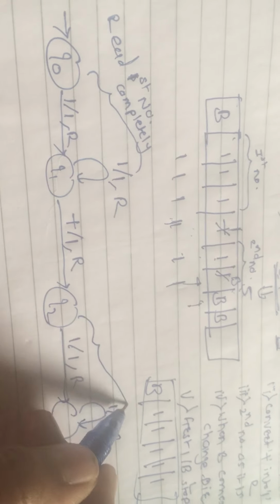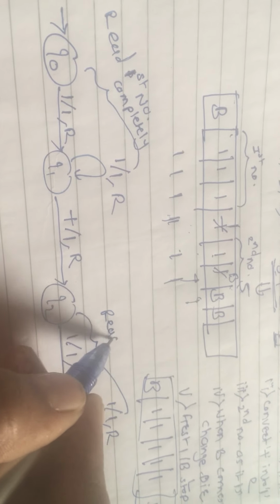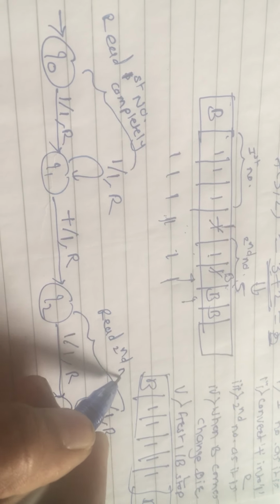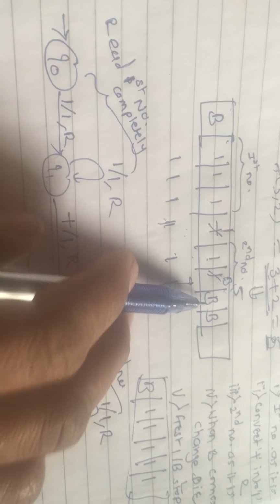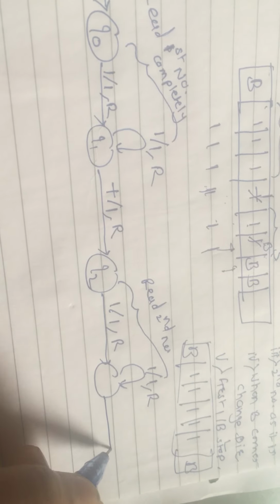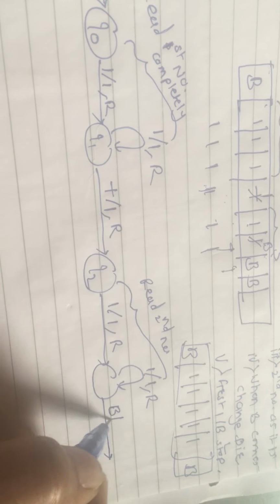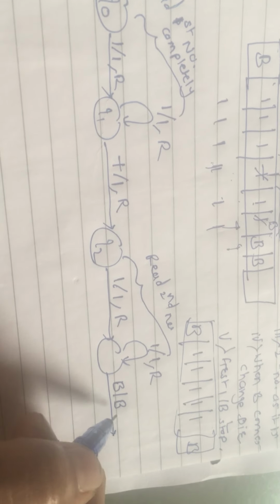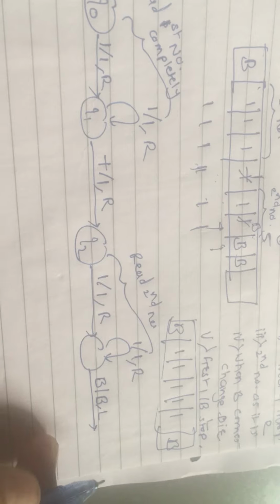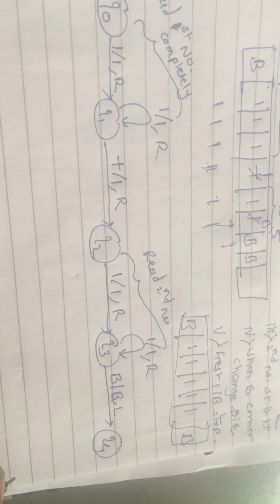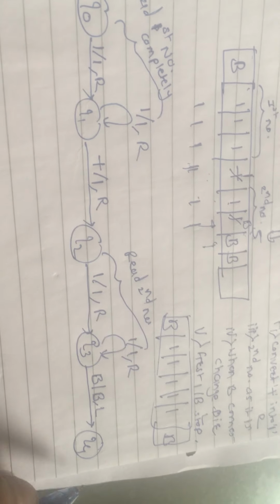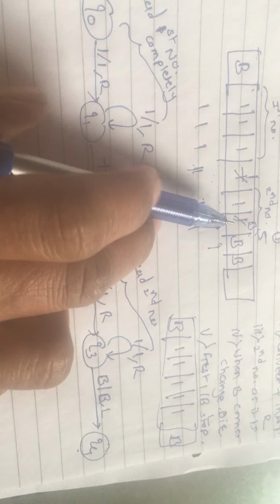Here we have read the second number. Done. Now we are at the blank. After the second number, B will come. Keep the B as it is and now change the direction to L. Now here this is Q2, Q3 state, Q4 state. Then after this, Q4 state.